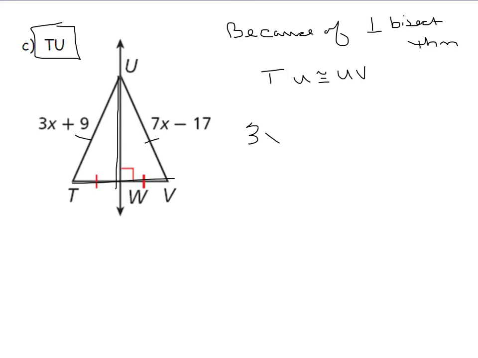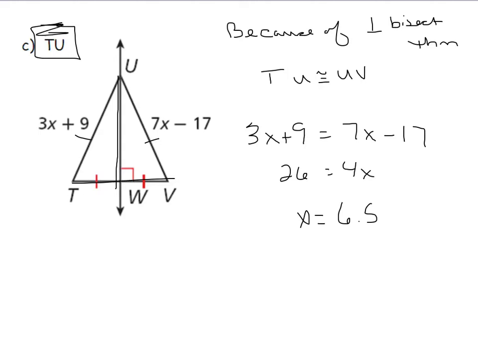So I could take 3x plus 9 equals 7x minus 17. And when you solve, let's see here, 26 equals 4x. You should have gotten that x is about 6.5. But that's not what we're looking for, you guys. We're not looking for x, we're looking for TU, remember? So all you have to do is plug it in now. So 3 times 6.5 plus 9 gives you that TU is 28.5.